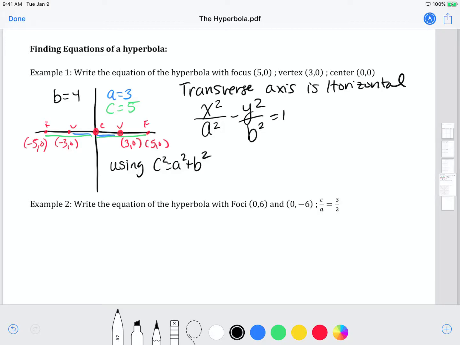So my final equation for this hyperbola with these properties in standard form would be x squared over 3 squared minus y squared over 4 squared is equal to 1.